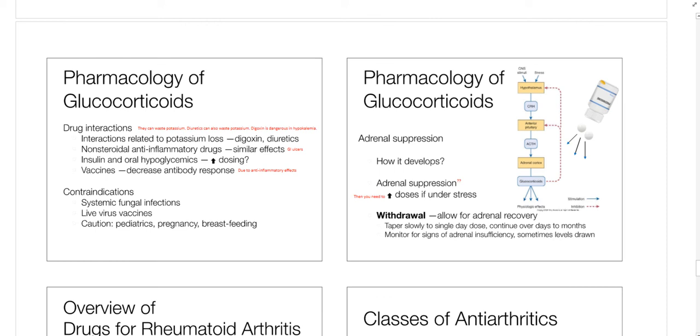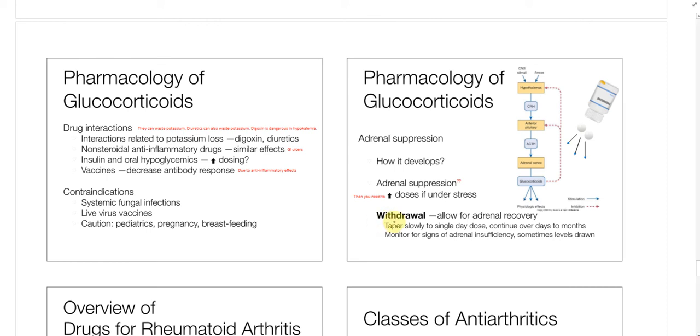So when we have a patient who is under a significant amount of stress, then we need to be certain to increase the dose to match what would be their physiologic dose, which I think is 3 times the dose for 3 days.